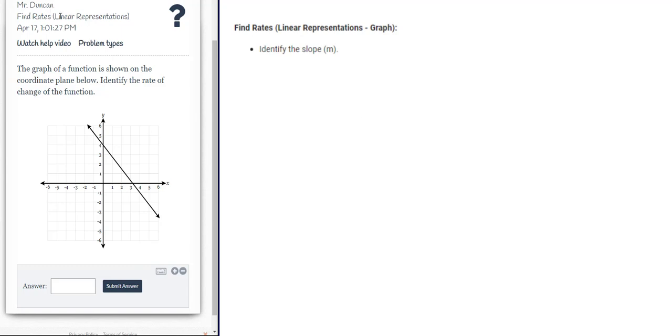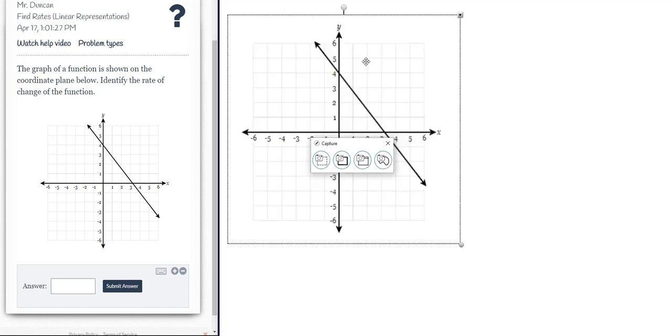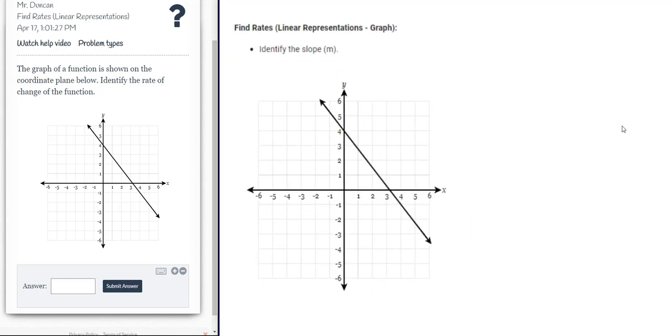Find rates, linear representations. The graph of the function is shown on the coordinate plane below. Identify the rate of change in the function. So the first thing I'm going to do is take this graph and put it in my Smart Slate so you can visually see what I'll be describing.